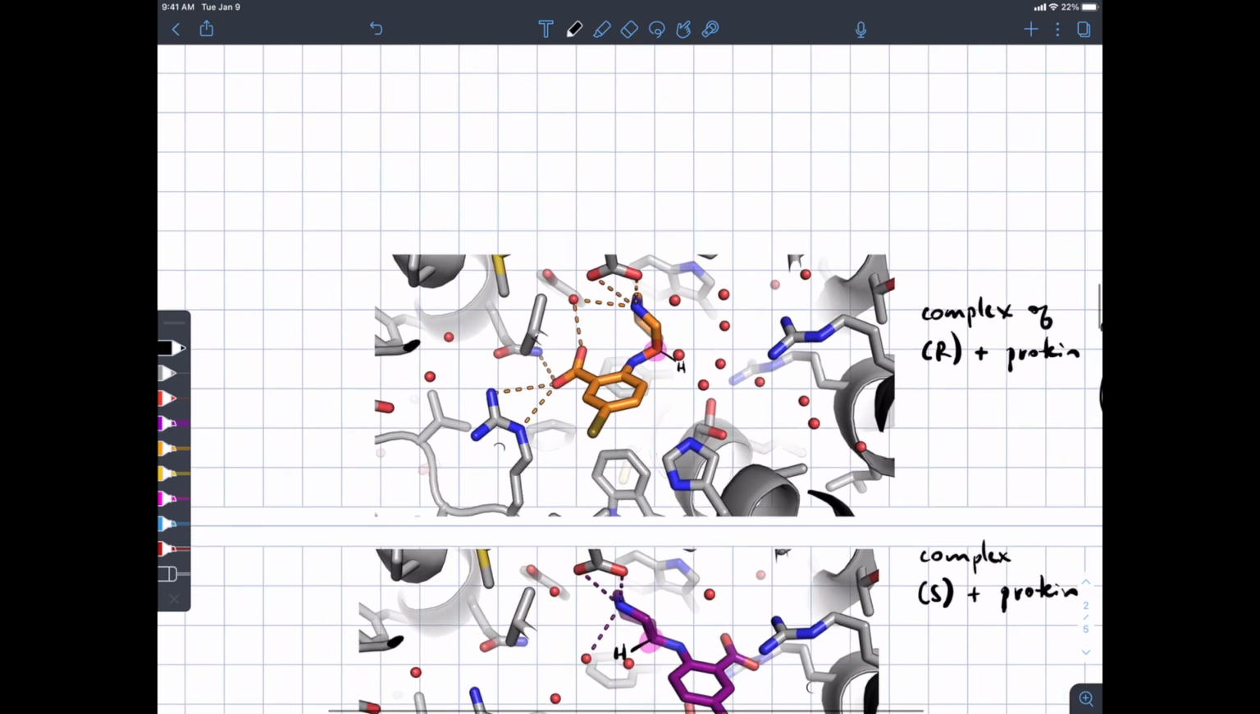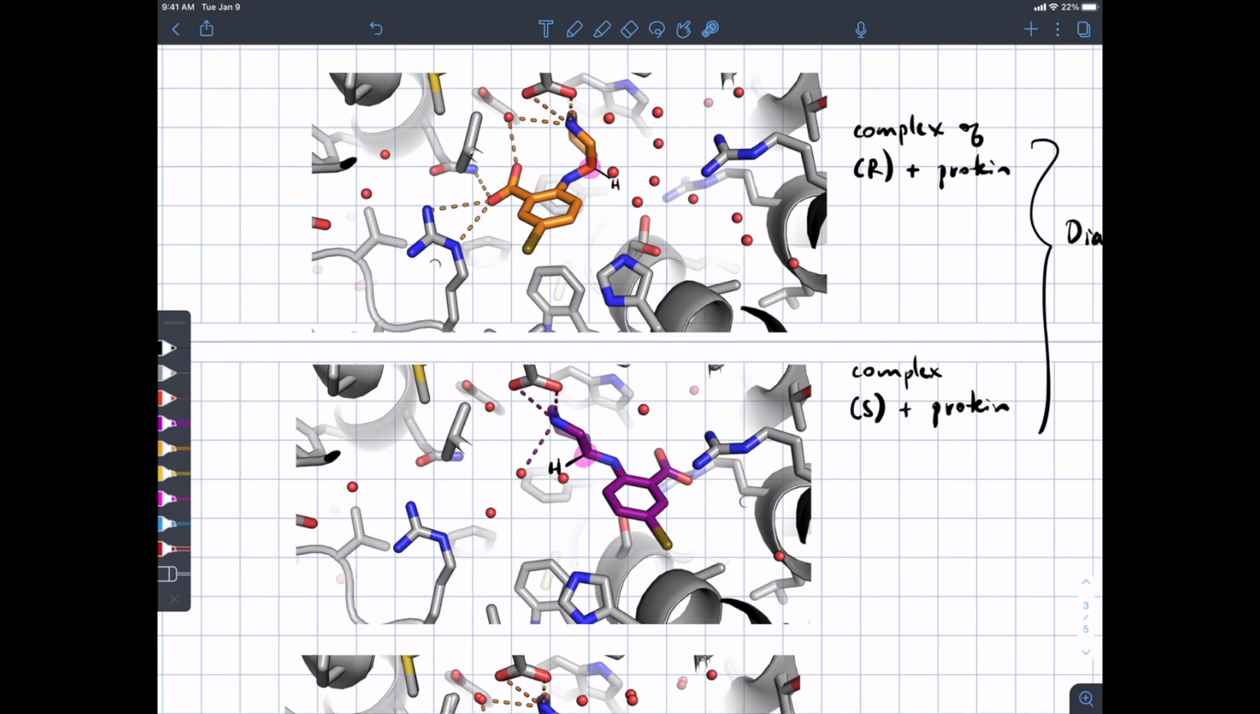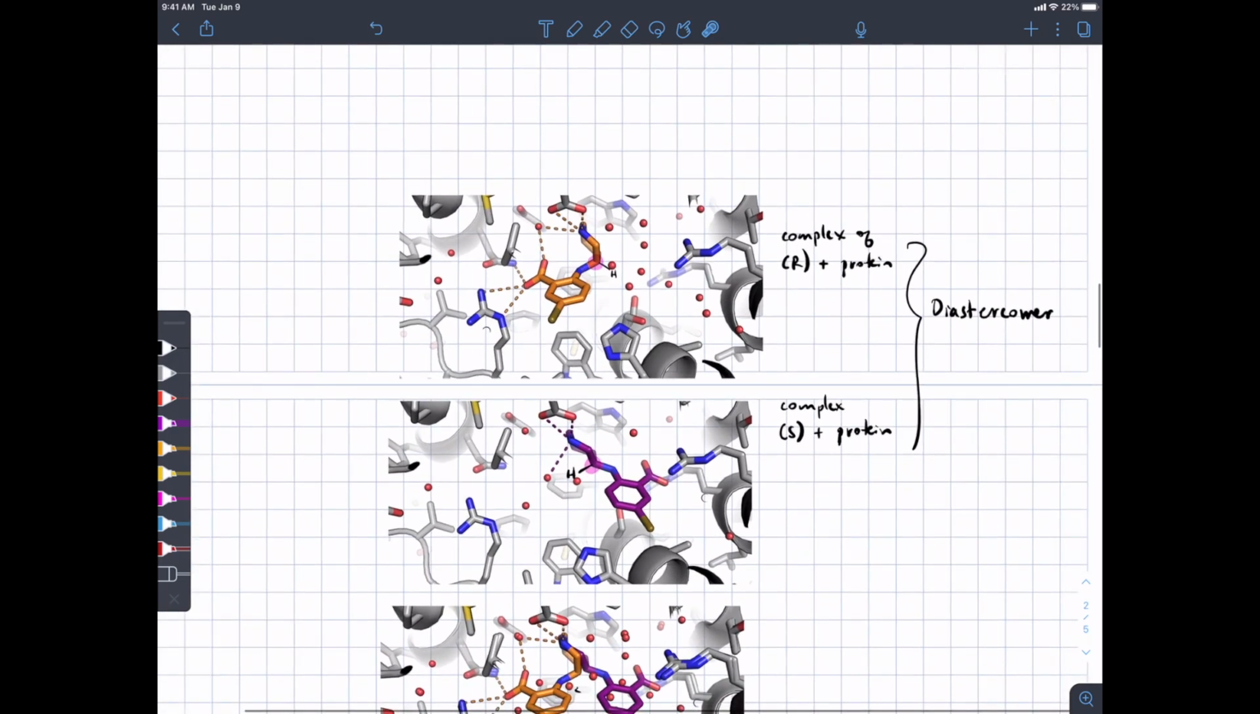Now, they've also crystallized the complex of the other enantiomer with this same protein. Notice that the other enantiomer is the mirror image of this, but the protein is not the mirror image of what it used to be. Now all the functional groups on the drug are on totally the wrong side to interact with the protein. And if you don't bind with the same affinity to the protein, you don't have the same biological consequences. So these two situations are diastereomers of each other, and they have different properties, different outcomes.